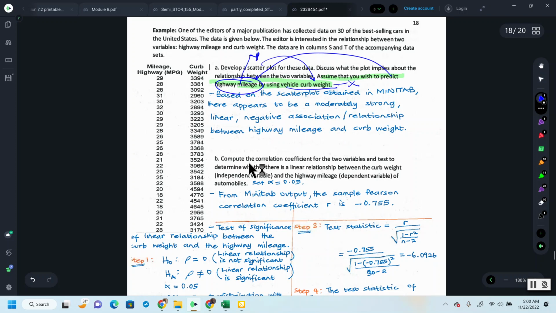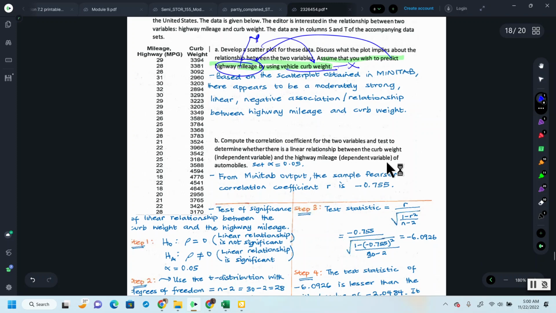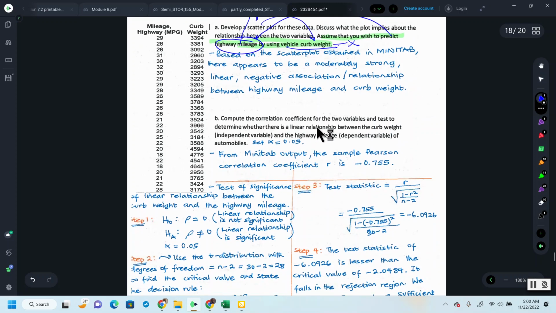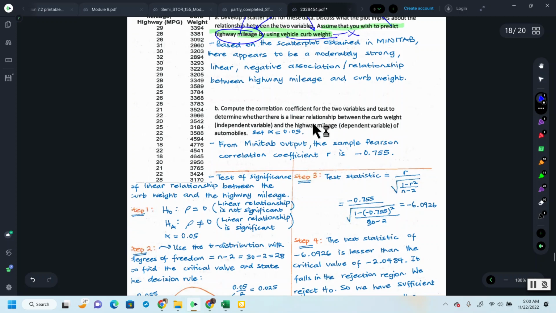Question B, we're to compute the correlation coefficient for the two variables and to conduct a test to determine whether there is a linear relationship between the curb weight independent variable and the highway mileage of the automobiles. We are to set alpha to 0.05. So in this case, we need to do a correlation. We need to find the sample correlation coefficient.